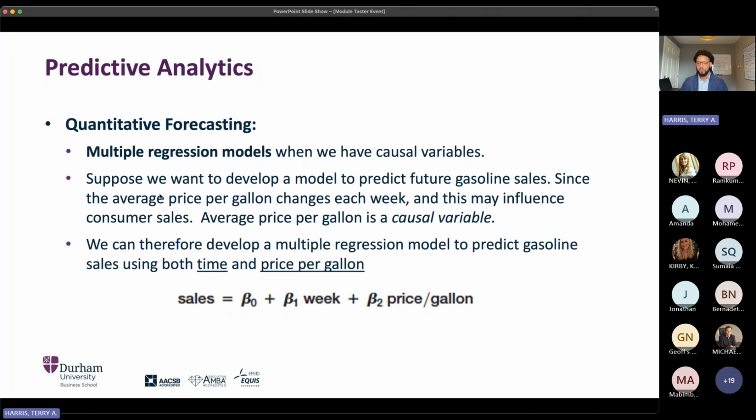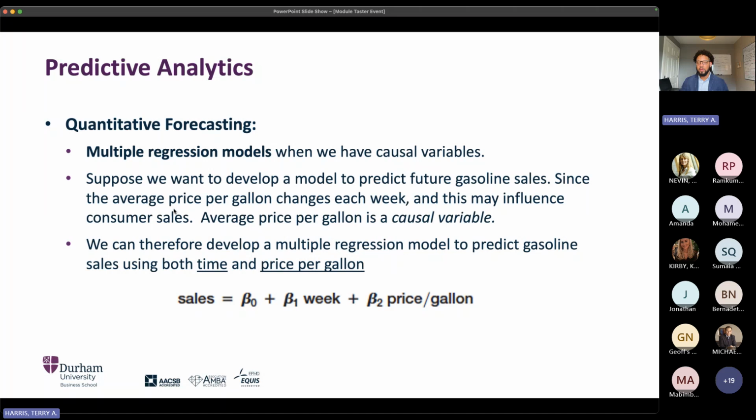So for example, suppose we want a model to predict future gasoline sales. If we're predicting future gasoline sales, the average price per gallon is going to be an important factor, as most customers will tend to consume less as the price increases, right? Most rational customers will tend to consume less as the price increases, all other things being equal.